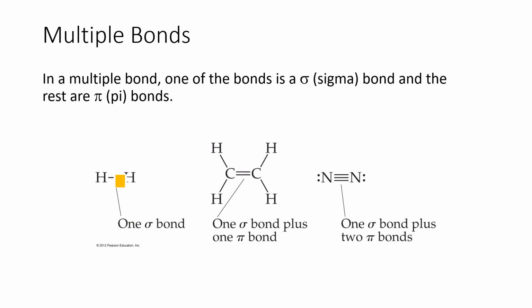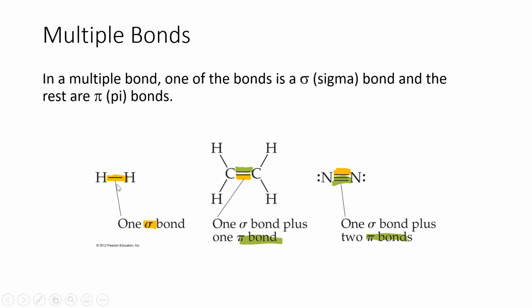On this one, this is a sigma bond. This right here is a sigma bond, and then this right here is a sigma bond. And then if you have more than one bond, those additional bonds are going to be pi bonds. So these ones along here, these are your pi bonds.